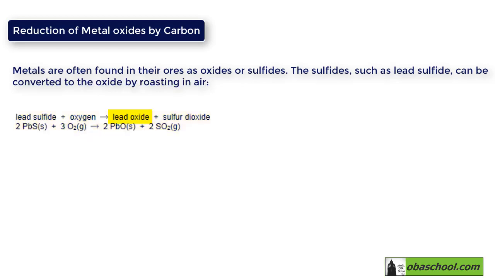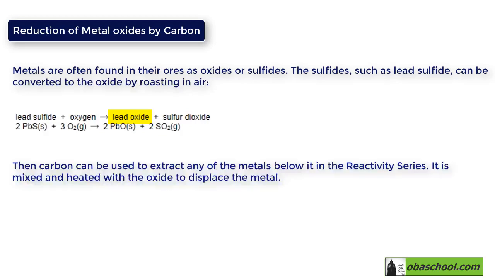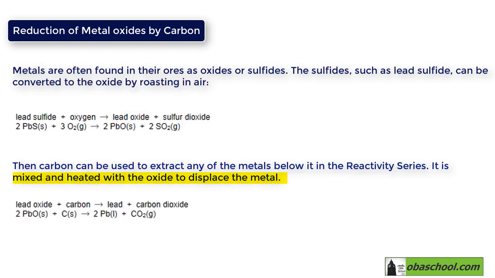Lead oxide is the metal oxide. Then, carbon can be used to extract any of the metals below it in the reactivity series once the metal oxide is produced. For example, lead oxide. Carbon is mixed and heated with the oxide to displace the metal. Here's the equation for the reaction of lead oxide and carbon.